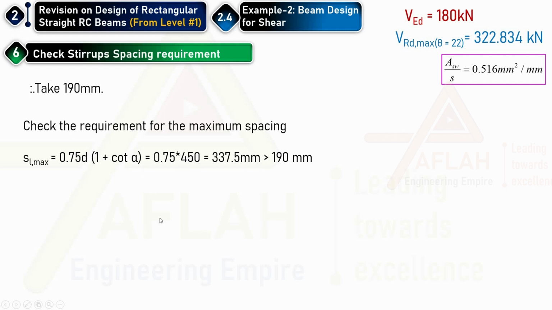Alpha means what? The angle of the stirrup with the longitudinal line, okay? So this is 90, cot 90 equals what? Cot 90 means cos of 90 divided by sine of 90, so it's 0. So this will be 337, which is greater than this one. So the maximum is this one, where I have 190. So my 190 is adequate, okay? So I will take 190. So phi 8, 2 legged, center to center, 190 mm.